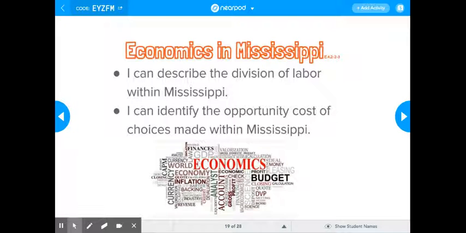Good morning, everybody. Since we didn't get to finish up on economics yesterday, I wanted to make sure that I went through the final few slides of the Nearpod with you. So again, we're talking about economics, division of labor, and opportunity cost.